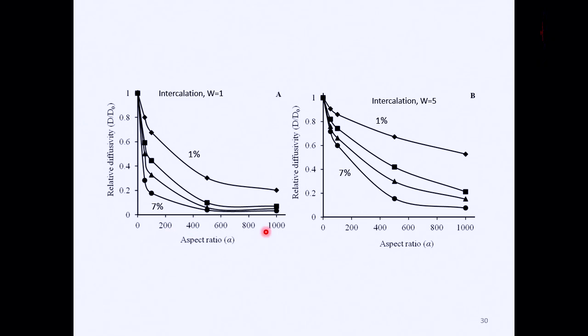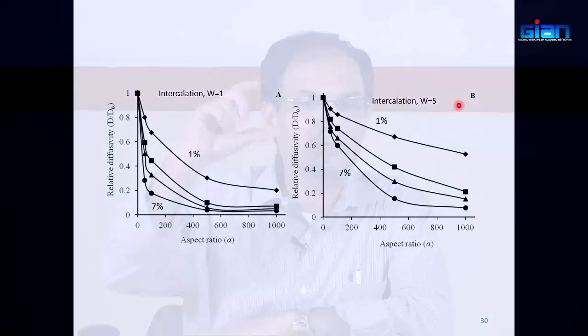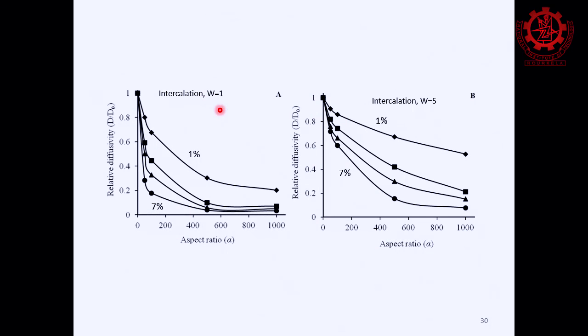This is another figure showing the effect of the aspect ratio. Aspect ratio is the length of the platelet compared to the thickness of the platelet. Thickness is 1 nanometer, and in this case length is quite high compared to the thickness. So the higher the length of the platelet, the more the reduction in the gas diffusion or diffusivity. Okay, and this is just showing when you have intercalation 1 and intercalation 5. It is just the aggregation that is shown. If the aggregation is very little, then you have more reduction, and if aggregation is higher, then you don't have as much reduction as when you have even distribution of the platelet.